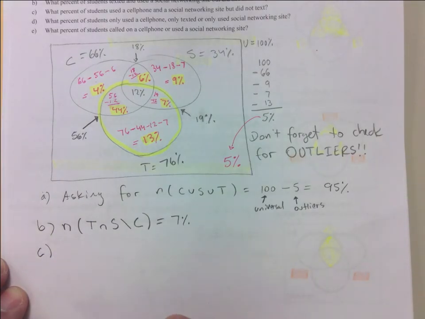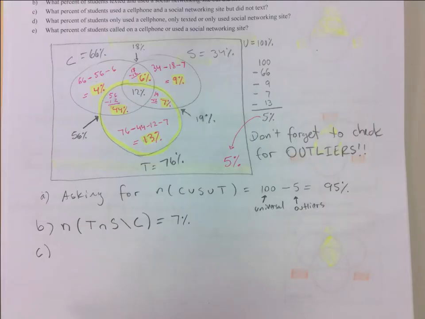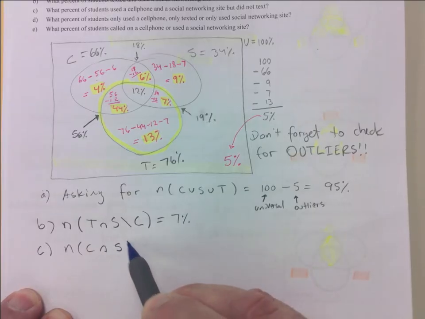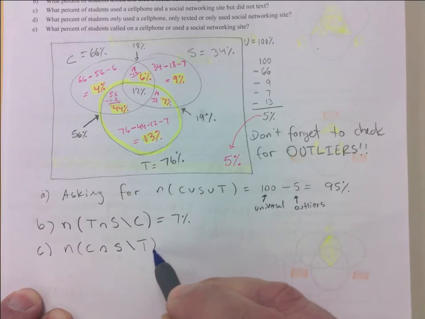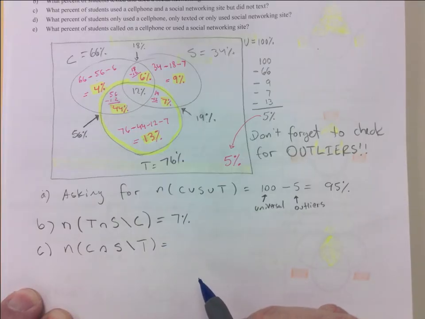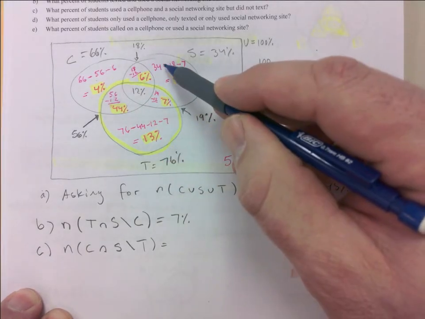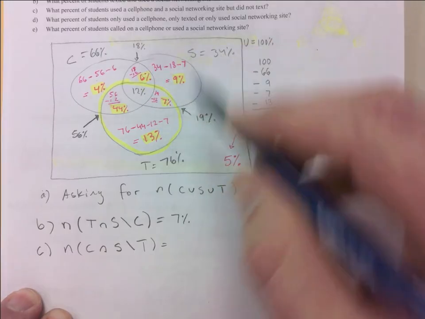C, what percent of students use a cell phone and social networking, but did not text? Cell phone, social network, did not text. That would be 6, right? The 6%. S and C, not T. That's the 6.